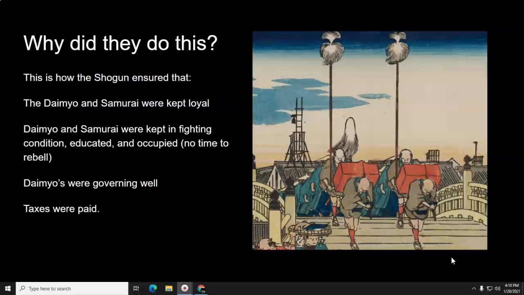So basically, when they came to the city for this, the daimyo would bring everybody except for the female samurai, the peasants that were living and staying there and keeping everything running.